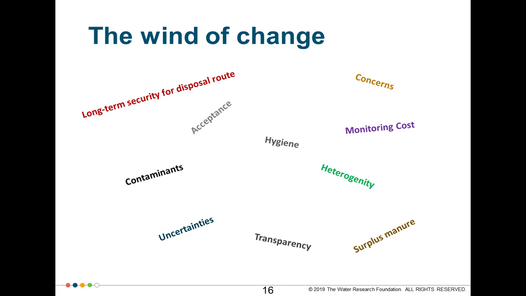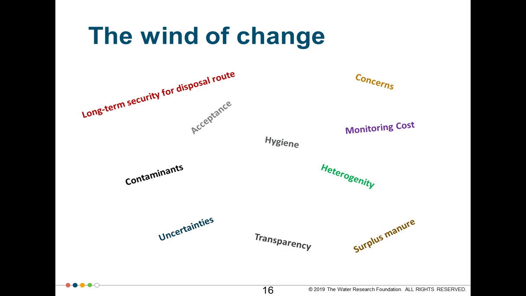But what we definitely notice now is a kind of wind of change. Here are some issues that trigger the evolution of nutrient recycling in the wastewater sector. And the red one is, I think, the most important from the utility perspective. You have to make sure for the long-term future that you can legally dispose of your biosolids or valorize them. And if you have no land area available to put all the biosolids there, you have to find alternative routes, and in most cases that will be the incineration route.